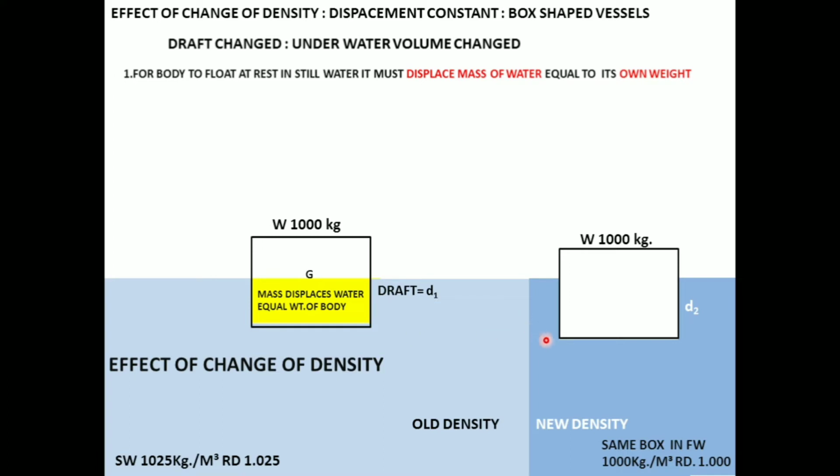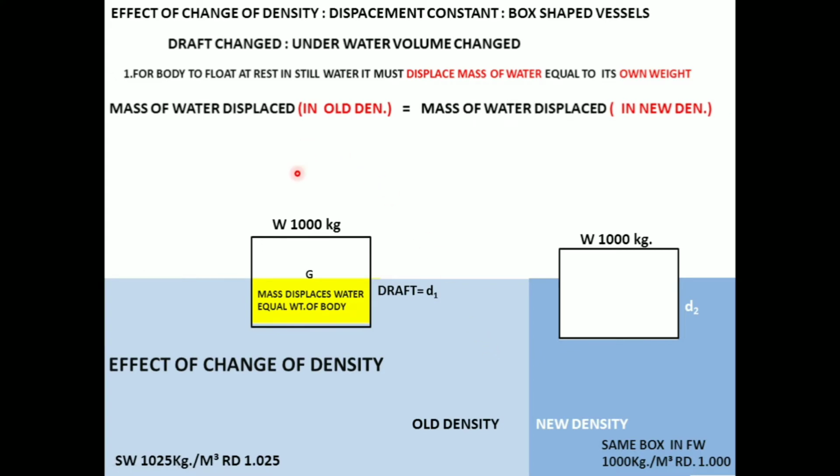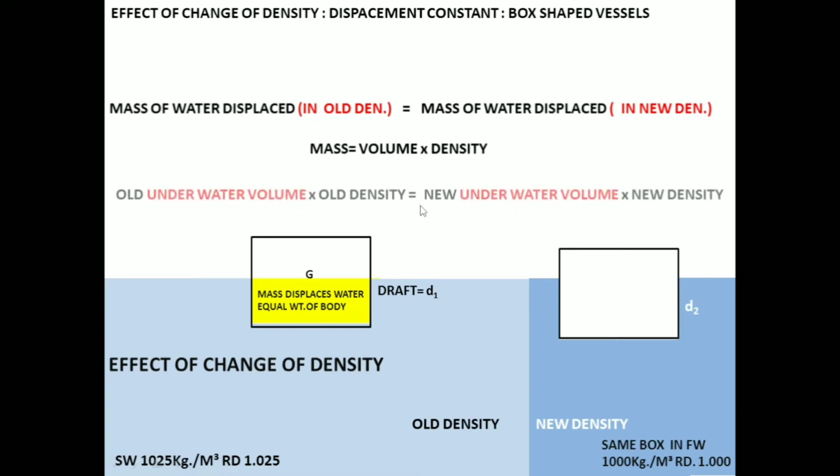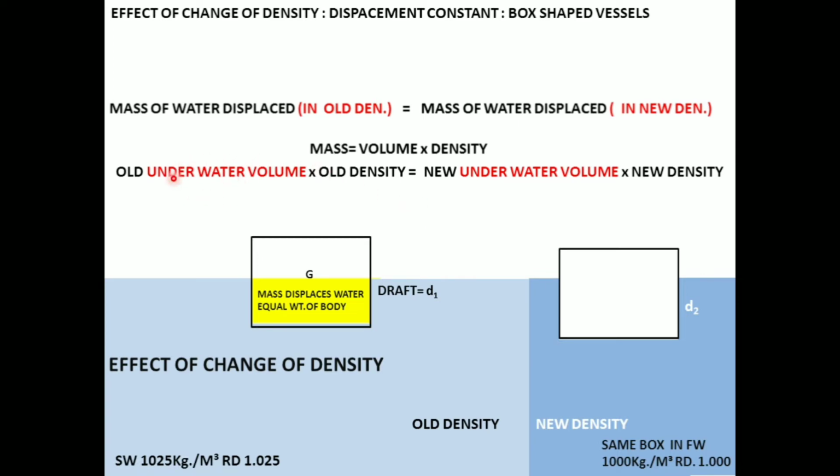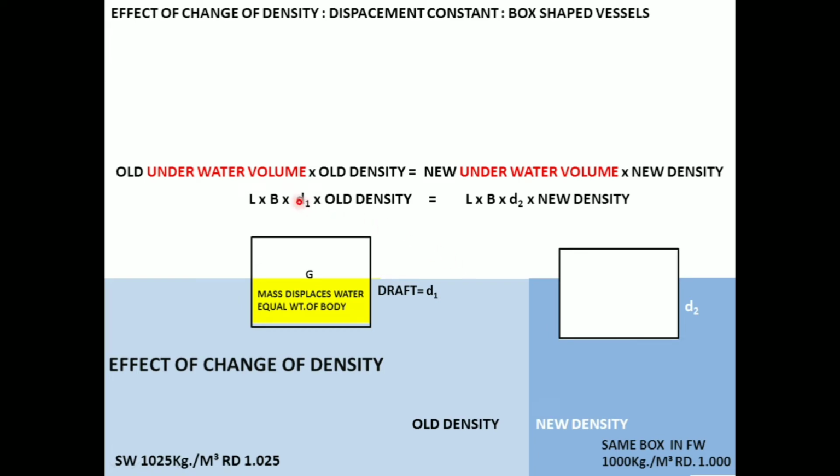But the displacement of water, the weight, the mass, is equal to the weight of the body itself in both cases. So the mass of water displaced in the old density and the mass of water displaced in the new density are both equal. To calculate, we use the formula volume into density. So the old underwater volume and the new underwater volume, multiplied by the respective densities, should be equal. And volume is length, breadth, depth. Length and breadth are constant in both cases. So we come to the conclusion that old draft divided by new draft is equal to new density divided by old density.